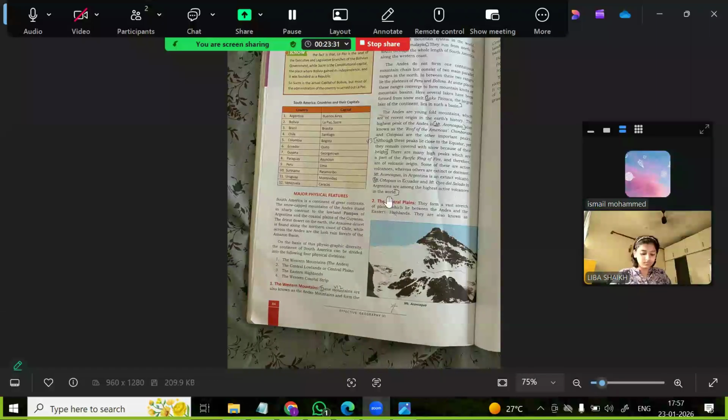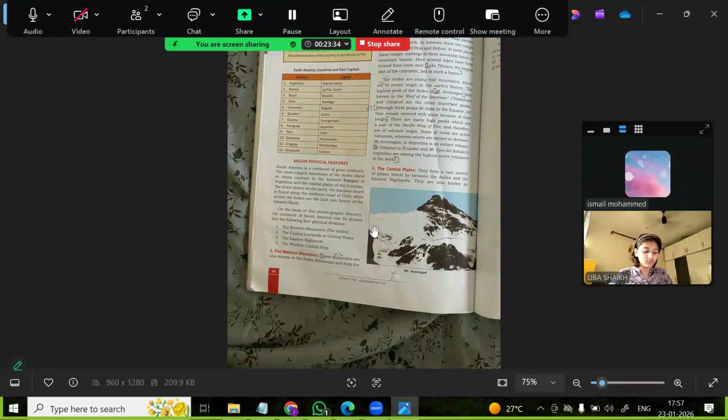So what are the physical features? If you look at the physical features, it is a land of great contrast. Why? Because it has western mountains, which we just said are the Andes mountains on the western side. It has central lowlands, also called central plains. Then it has eastern highlands on the east side, and then the west coastal strip. That west coastal strip is a narrow strip of land between the mountains and the ocean. These are the physical features.